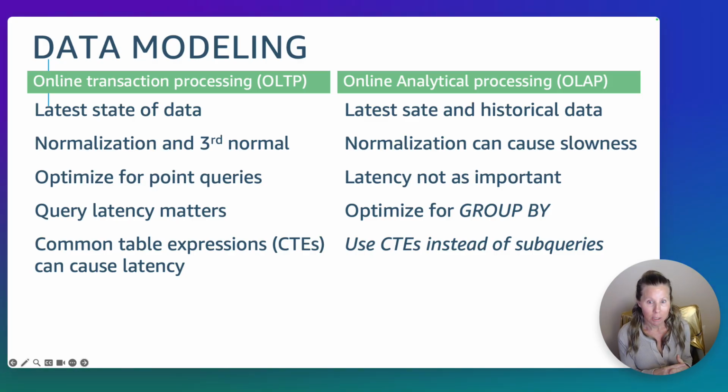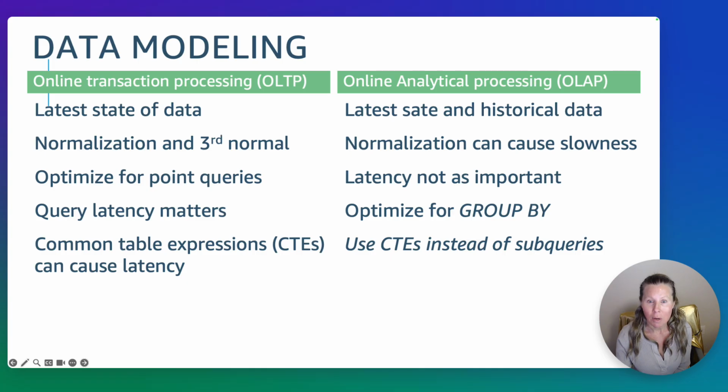So let's talk about this a little bit deeper. Online transaction processing, or OLTP, and online analytic processing, OLAP, data modeling and querying are fundamentally different. OLTP is focused on the latest state of your data. Here, normalization and third normal form are powerful. Also ensure you are optimized for point queries or single user queries. Your query latency will matter. And remember that using common table expressions can sometimes produce extra latency that you don't want.